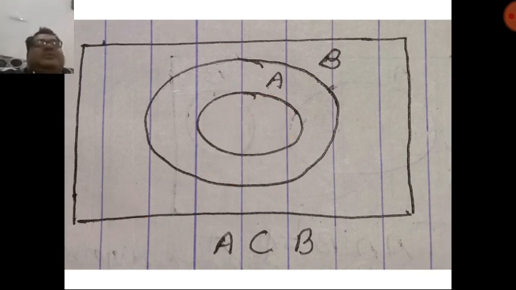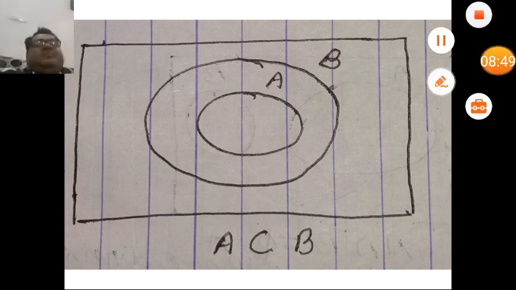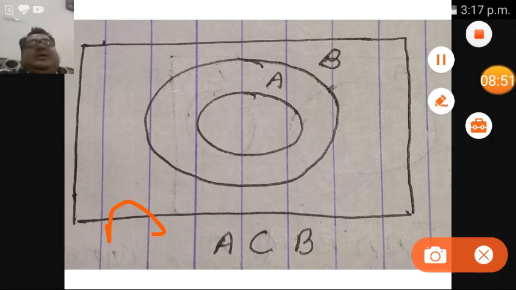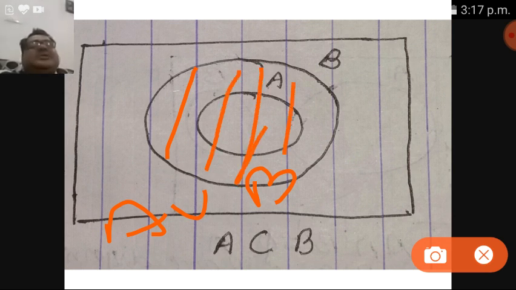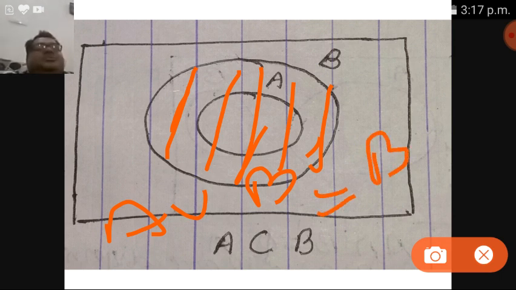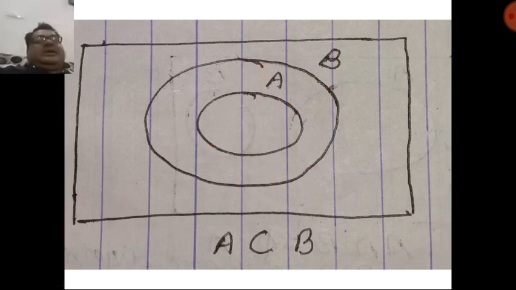At the same time, one more thing you can learn from here: A union B, when A is a subset of B, will be what? This will be this whole region. It means when A is a subset of B, we can write that A union B is equal to B. Okay. Now come to the next.